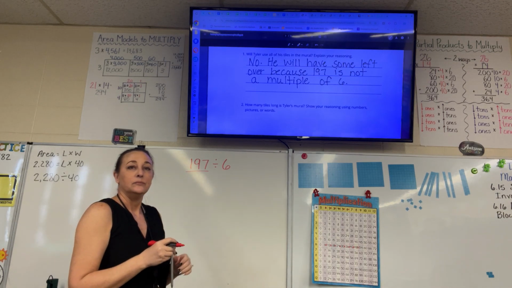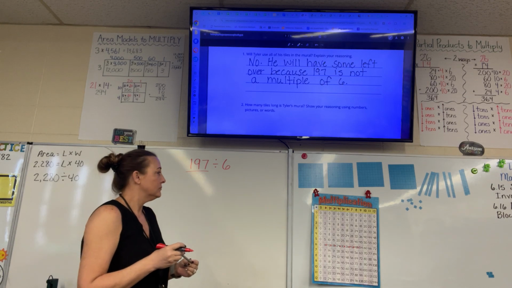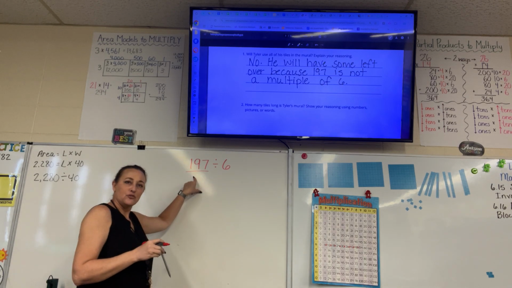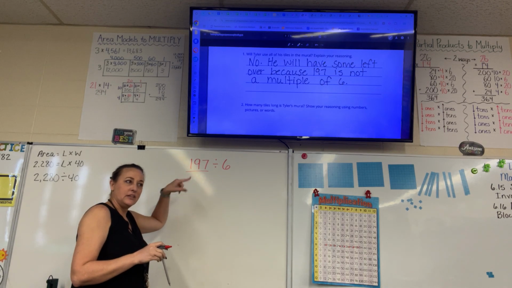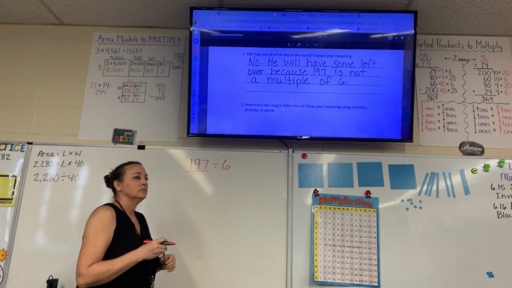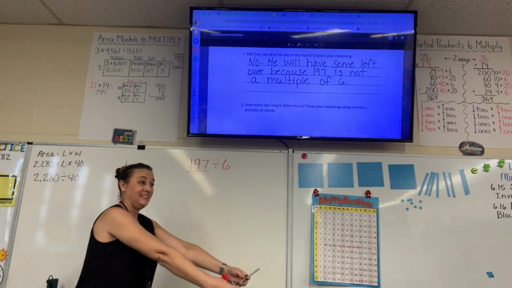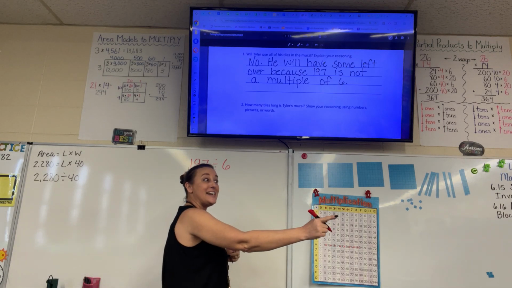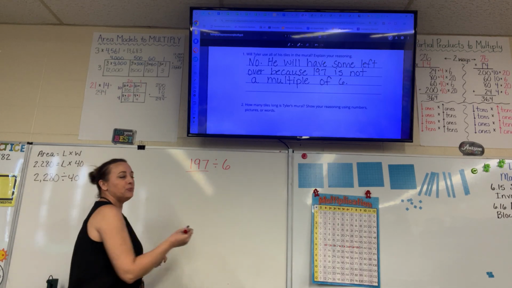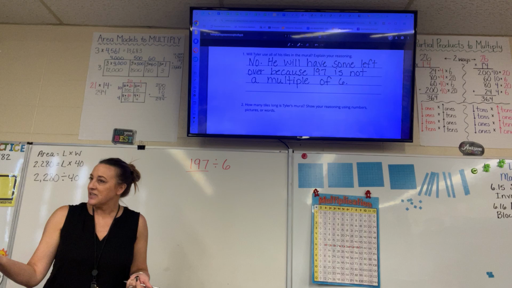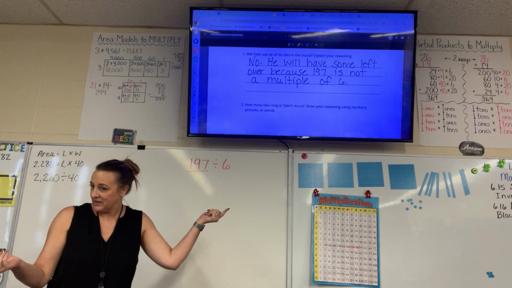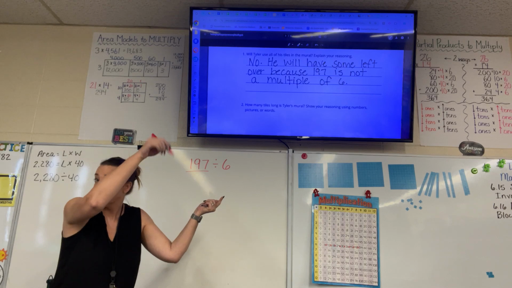Athena? 720. Is 720 close to 197? Colton? 108. 180, yes. Do we know exactly how many times that 6 goes into 180? Yeah. Because of our little handy dandy table that we've marked all over.